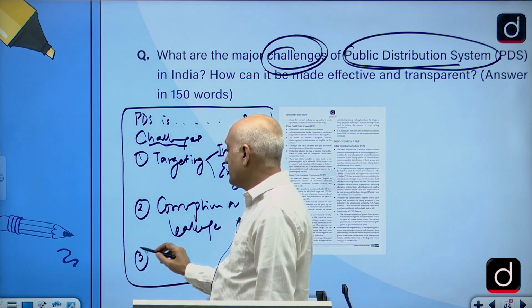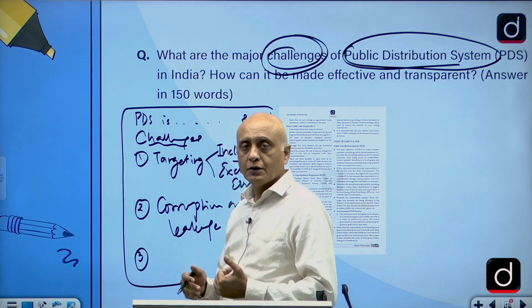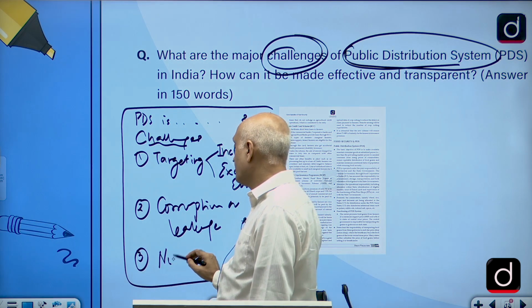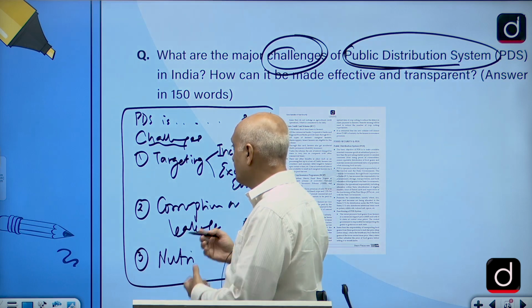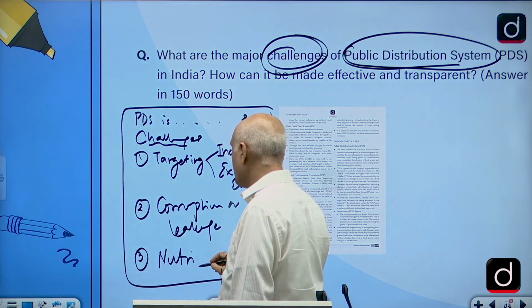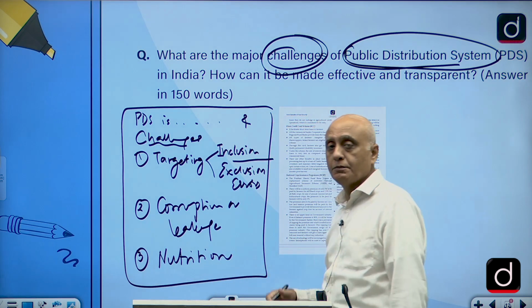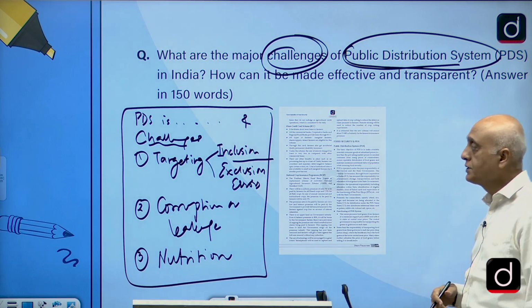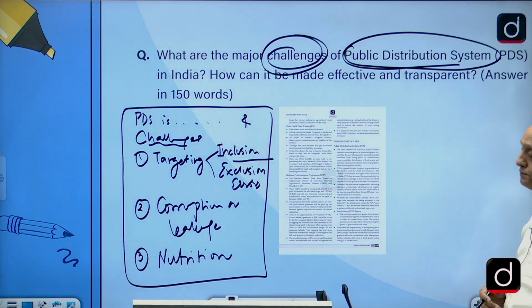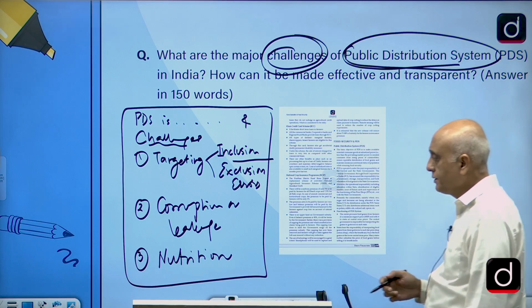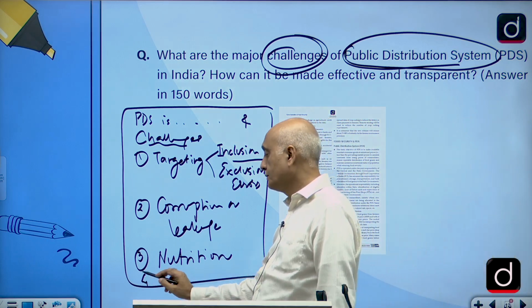Third big challenge is that PDS takes care of food but not of nutrition. So government has to ensure that whatever we are giving in PDS should be very nutritious. Nutrition should be part and parcel of the whole package. Is it okay? And in the PDS, if you go to the remote areas, there are a lot of problems at the remote level.